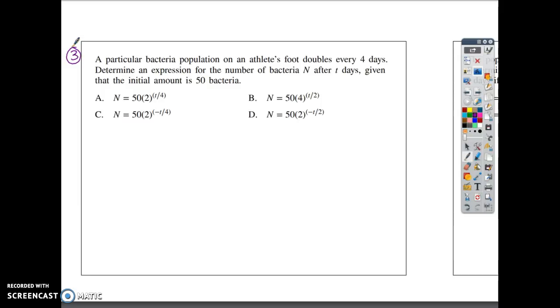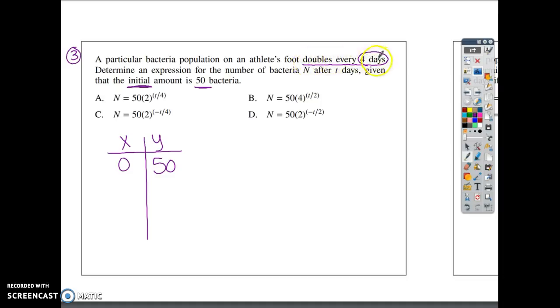So problem number 3 says a particular bacteria population on an athlete's foot doubles every 4 days. Doubles, that means every 4 days is going to multiply by 2. Determine the expression for the number of bacteria after t days, given the initial amount of 50. So we started with 50. Let's make a table of what that means. If I started with 50, right, then that means 0, 50.